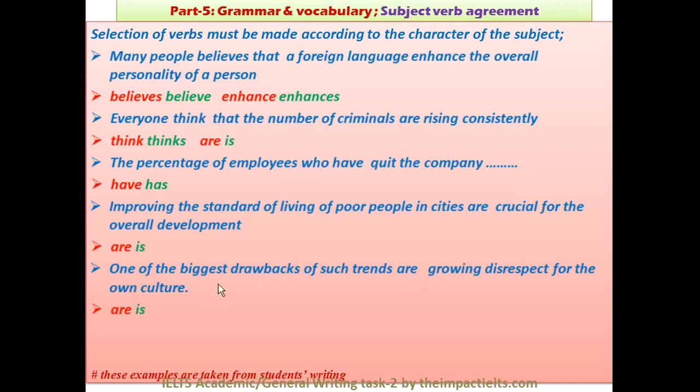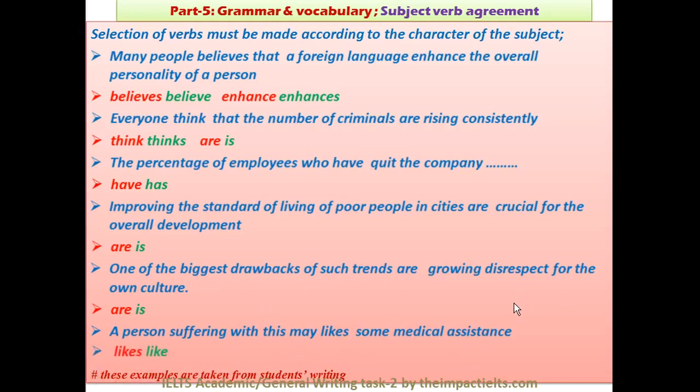And be careful because this is used a lot, right? This is very important. A person suffering with this may like some medicine assistance. I think this one is very easy. You must have got it by now, right? If not, then let me show you. With any modals, may, should, can, could, might, has to, have to, must, we don't use the "es" form, right? That you must know.